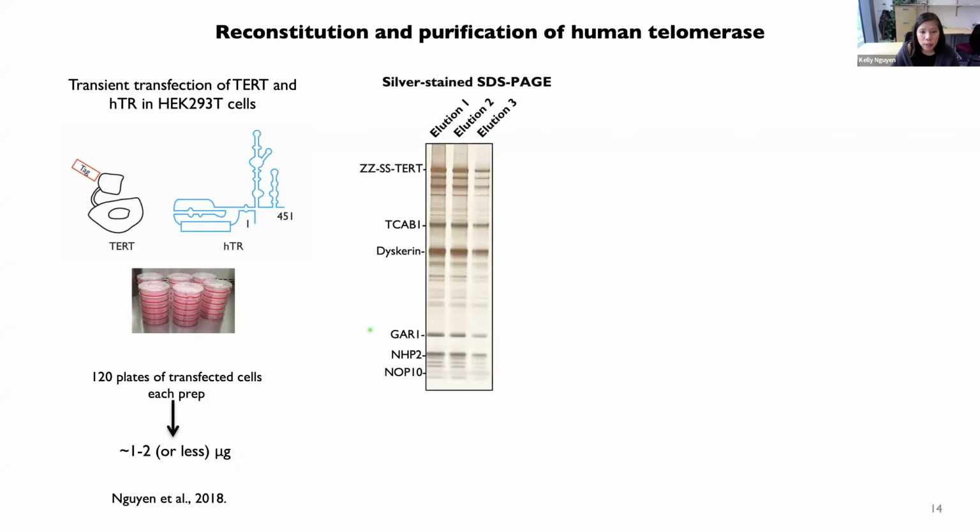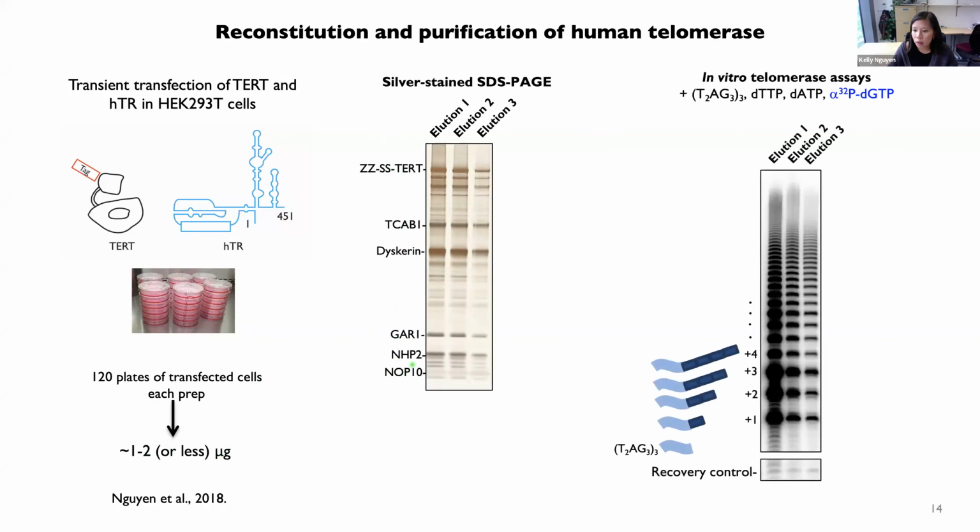And again, using silver stain, we can actually see the complex with all the subunits that have previously been suggested to be part of telomerase. And again, we have this in vitro assay to test whether our reconstituted complex is active. So you can see here on the right, our purified telomerase is highly active, extending the DNA very well. So now, guided with this sample, the next question we ask is how do you then visualize this enzyme?